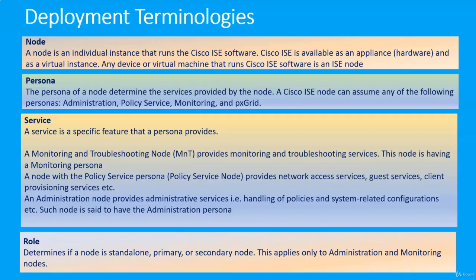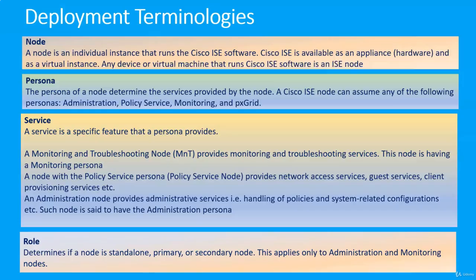There are different types of ISE node. The type of ISE node an appliance or virtual instance will be determined by the type of persona running on the node. The persona of a node determines the services provided by the node. A Cisco ISE node can assume any of the following personas: administration, policy service, monitoring, and PS grid. I want you to note that the administration, policy service, and monitoring personas are core personas of an ISE deployment, while PS grid persona is optional. I will talk more about PS grid later.